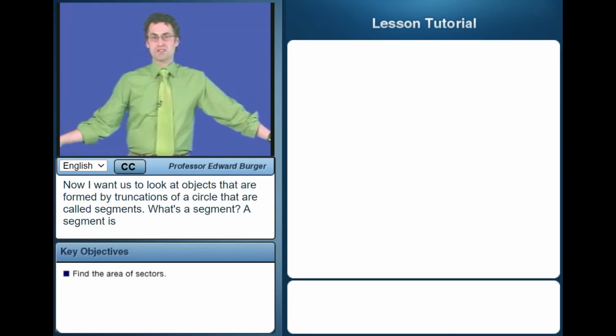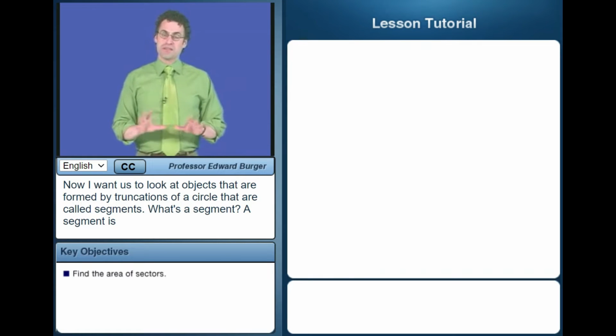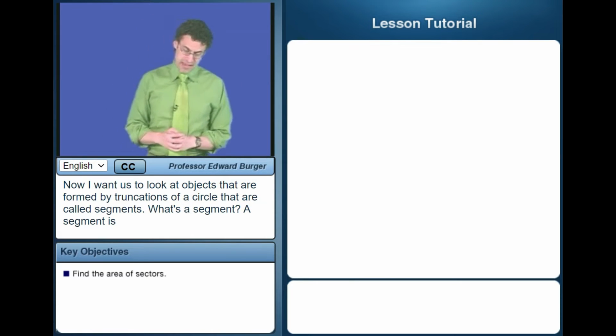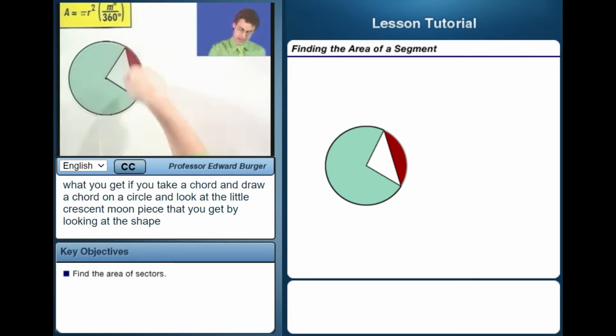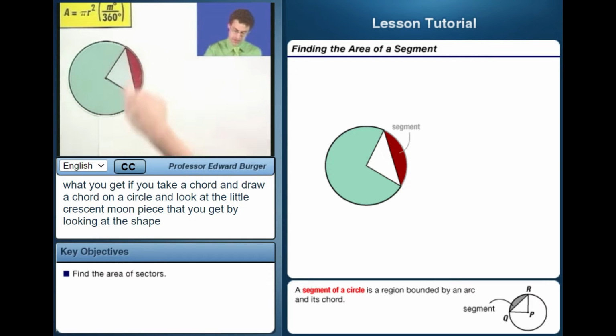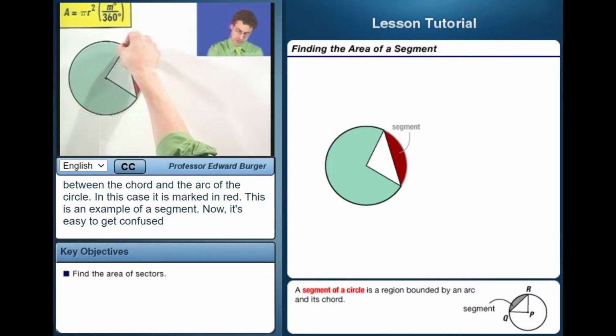Okay, now I want us to look at objects that are formed by truncations of a circle that are called segments. Now, what's a segment? Well, a segment is what you get if you draw a chord on a circle and look at the little crescent moon kind of piece you get by looking at the shape between the chord and the arc of the circle. In this case, it's marked in red. This is an example of a segment.